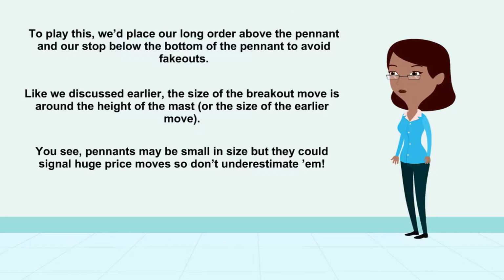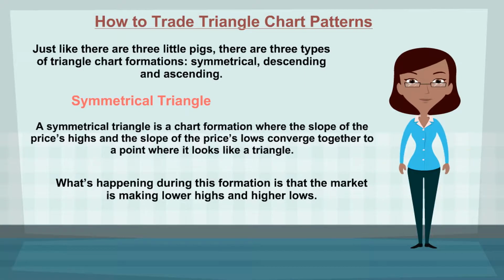To play this, we'd place our long order above the pennant and our stop below the bottom of the pennant to avoid fakeouts. Like we discussed earlier, the size of the breakout move is around the height of the mast, or the size of the earlier move. You see, pennants may be small in size but they could signal huge price moves, so don't underestimate them. Now let's move to another class, where you will learn how to trade triangle chart patterns.